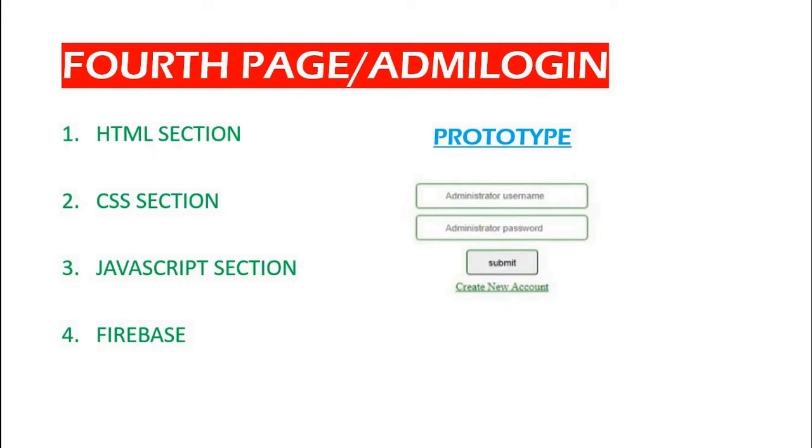As you can see, we are going to use HTML, CSS, JavaScript, and Firebase, and we have a prototype here on our right, so you can see how it will look. We have two input bars, the first for the administrator username, the second for the administrator password. We have our submit button, and a create a new account link under it. When we click on it, it will direct us to our register page, in case we don't have an account. So let's go to our code.